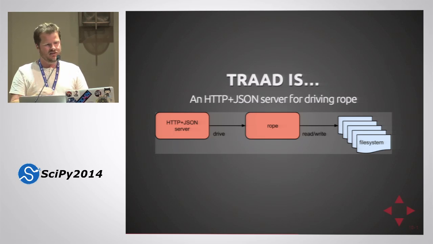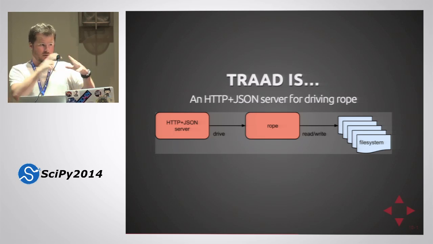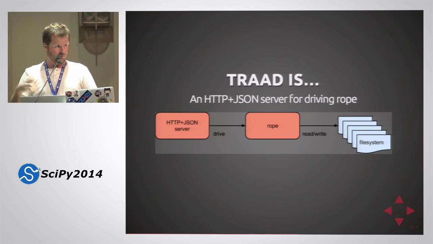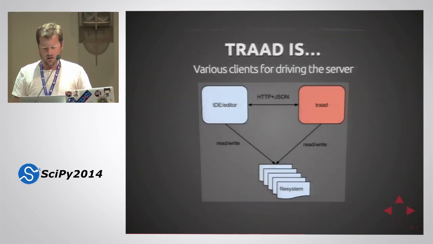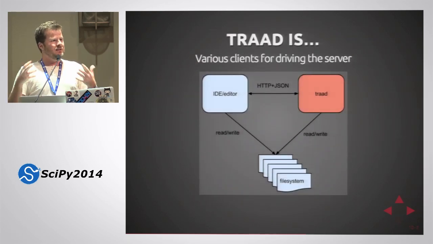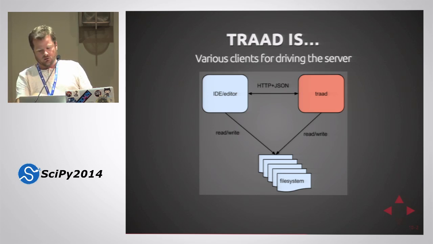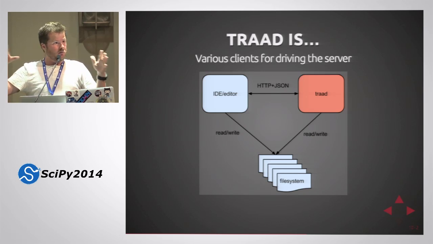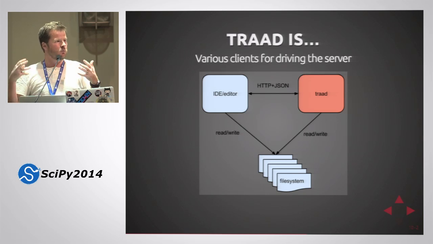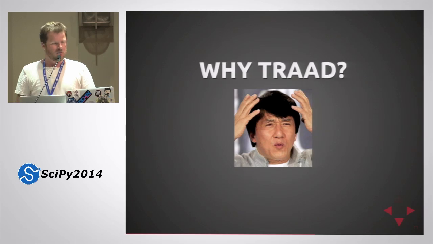What Trod really is, is an HTTP JSON server that is written in Python and then uses Rope to manipulate the file system to have Rope do its thing. Trod is also a set of various clients that can talk to that server, so a client for Emacs or a client for Vim or a client for whatever your editor of choice is. So in this picture here, you see the IDE is looking at the files, Rope is looking at the files through Trod, and they're both kind of working in harmony. The important part here is that Rope is in a separate process from your editor. You save yourself the pain of having to embed Rope into something that's probably not written in Python, like Vim or Emacs.